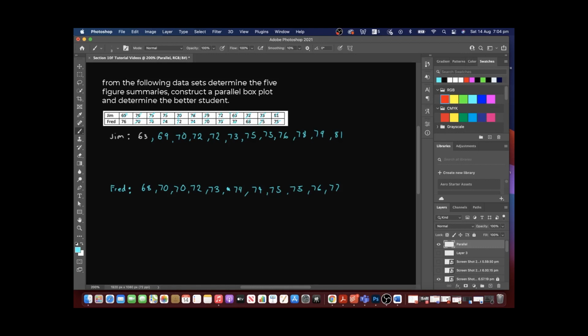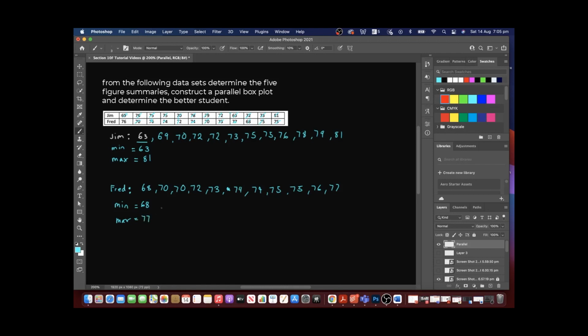Okay, so now that they've both been reordered, we can determine the 5-figure summaries to create our box plots. So our minimum value for Jim is going to be the smallest value, which is going to be 63. Our maximum value for Jim is going to be our highest value, which is going to be 81. And we'll do the same for Fred. Minimum equals 68. Maximum equals 77.